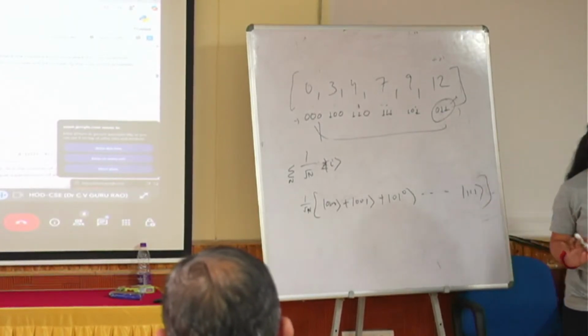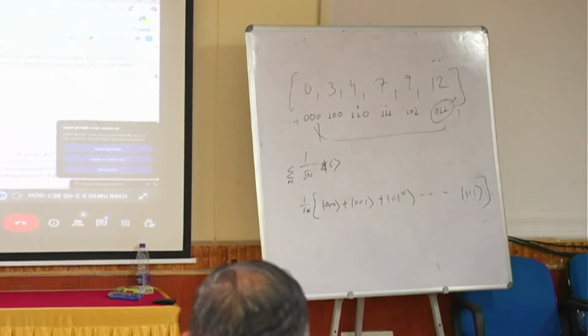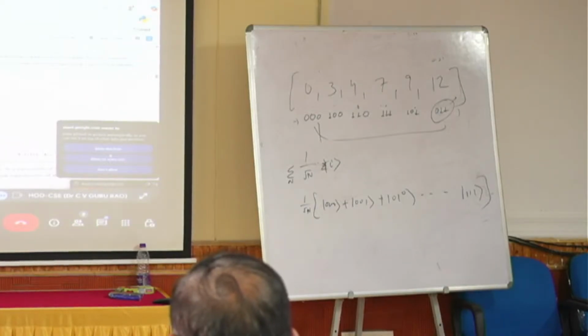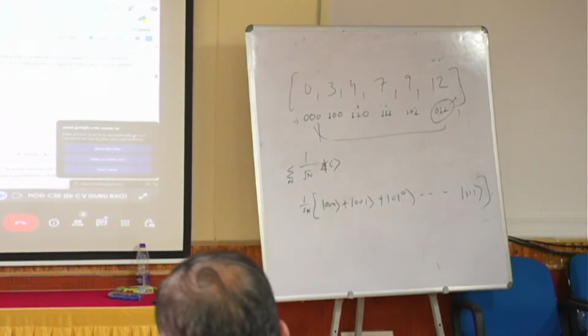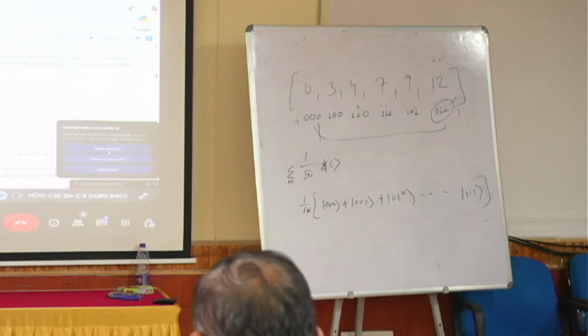Understood till now? Okay. So let's start this. So this is what I have done over here. The list need not be sorted. The list would not be sorted. We can say that the list is not sorted, but it is in superposition form.